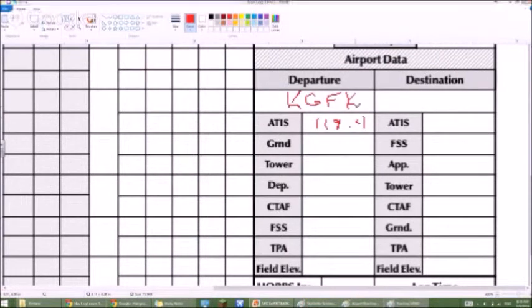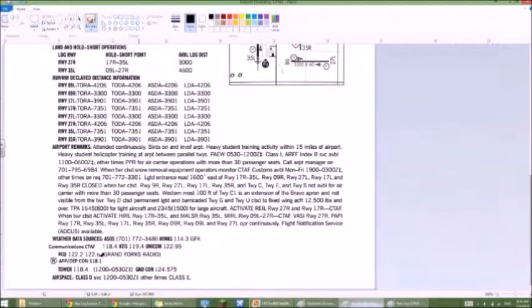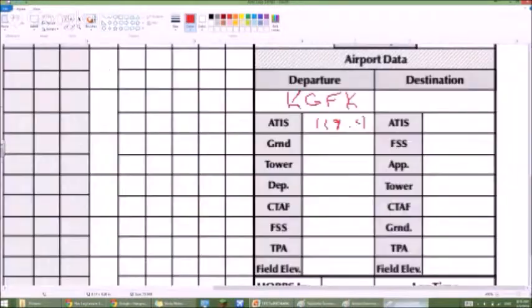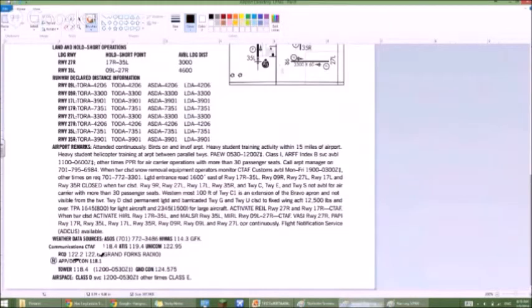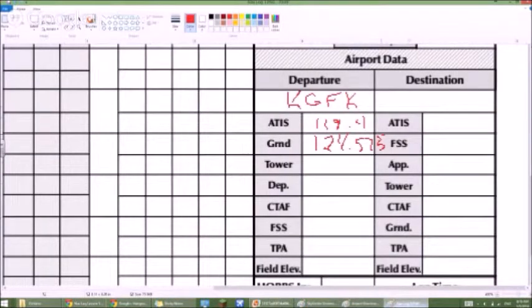Next, we'll be looking for the ground, which will be found right here. So our ground was 124.575, so that'll go right here. Okay, next we'll be looking for the tower, which will be found right here, which was 118.4, so we'll put that right here.